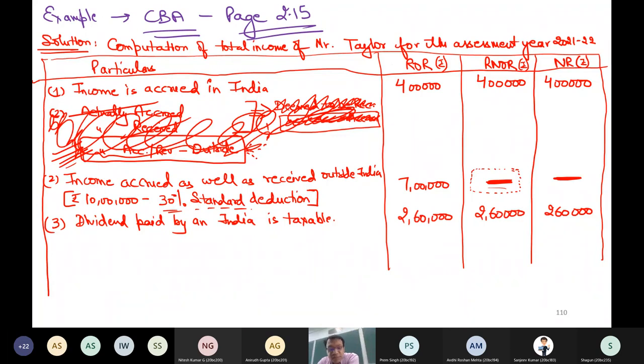Any royalty received by Mr. Taylor from a resident assessee is always deemed to accrue or arise in India, except in one case where this information or trademark is utilized outside India. But in this case, the trademark is utilized in India. So, this royalty income is deemed to accrue or arise in India.